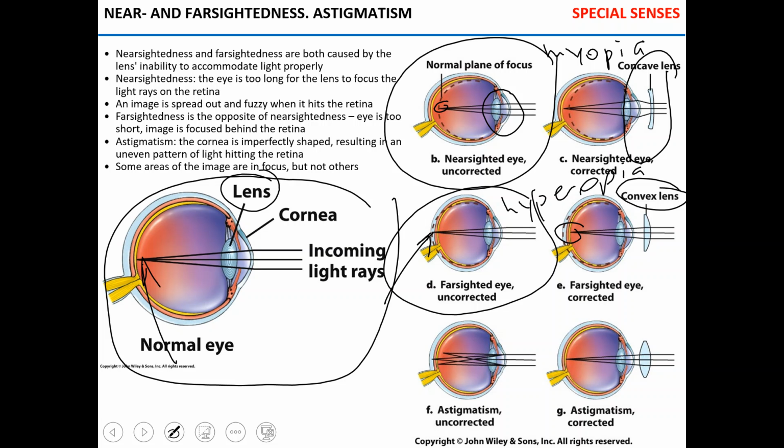In case of astigmatism, uneven surface of cornea results in the uneven focus pattern of the light that hits retina. So you see some parts of the image are focused behind, some parts are focused in front, some parts are focused on the retina. That can be fixed by either special glasses or by surgery.